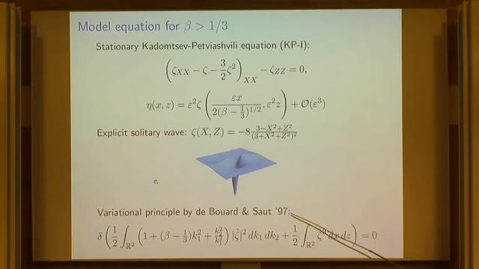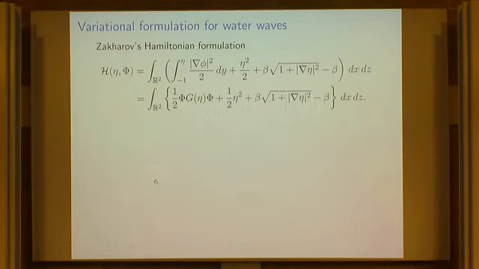Now, I have to be careful because there's no uniqueness result for the solution. So it's not clear how the ground state solution that you get from this variational principle is related to this one. But I guess most people believe that what you get from the ground state variational principle is actually the solution. Okay, so now let's return to the water wave problem.